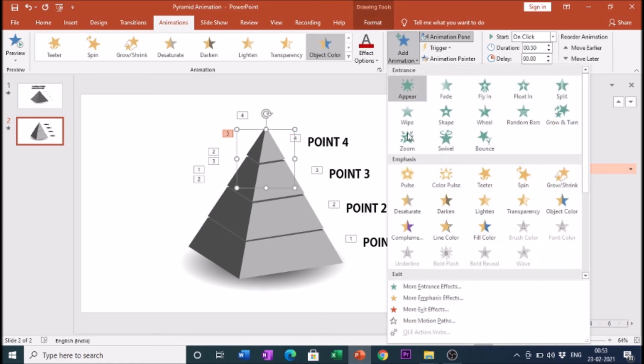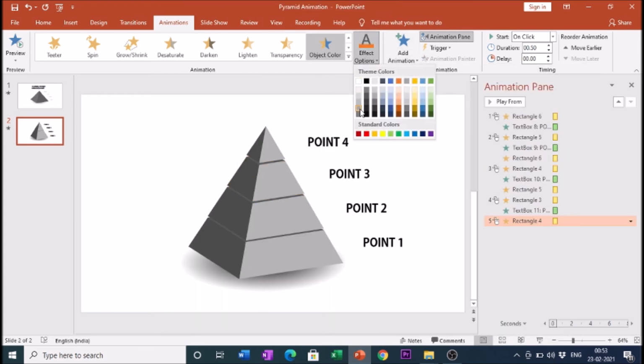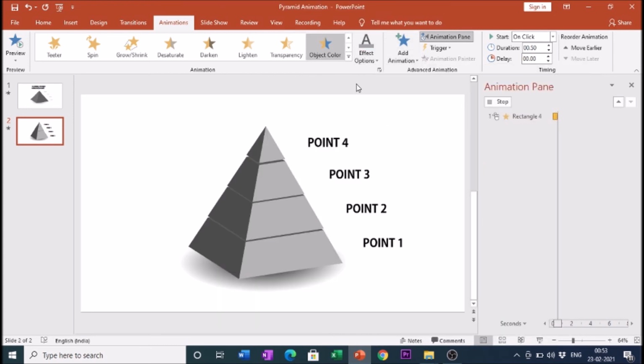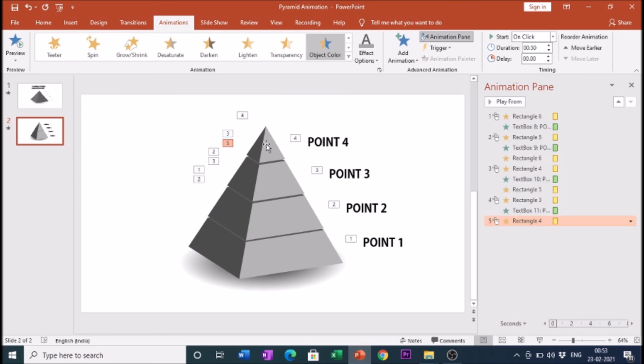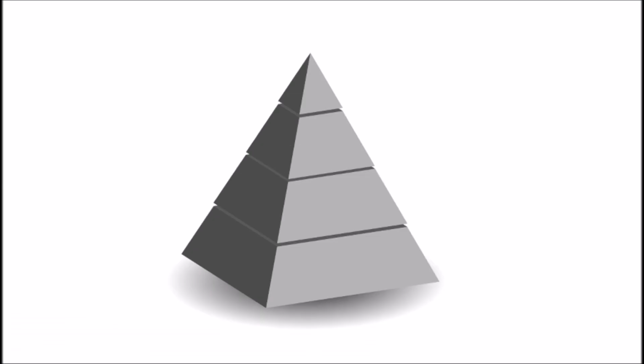The earlier one needs to again add animation, object color, back to the gray. Okay, and again this also has to happen with previous. So now let's look at how this looks in the animated format.